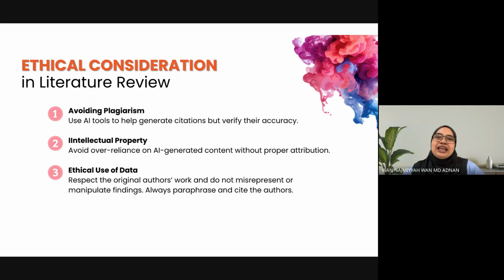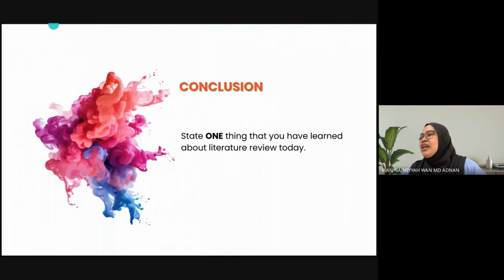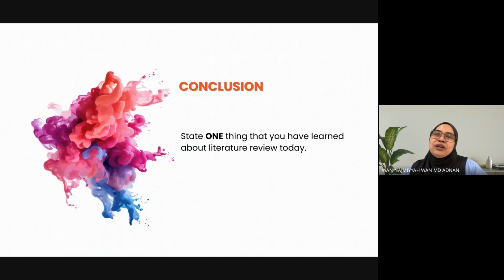So, as a conclusion, can you state one thing that you have learned about literature review today? Can you write it down in the chat box? What have you learned? Okay, before we end today's session. Oh, it's already far. Okay, so can you write down one thing that you have learned about literature review today? Write it down in the chat box. I want to read them. At least one thing. I need you to learn at least one thing.